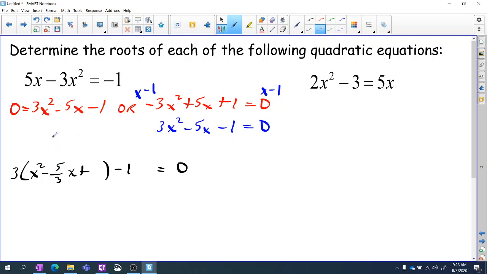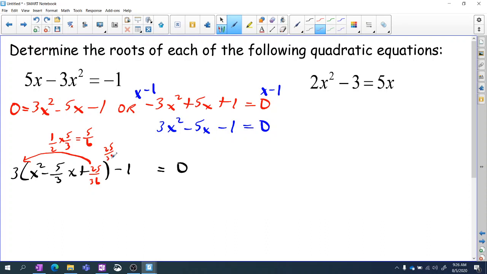Now, half of 5/3. Half of means to multiply. Half of 5/3 would be 5/6. Well, you take half of this and square it. So when you square a fraction, you square the numerator and you square the denominator. Now, this 25 over 36 is going to get multiplied by this 3. So I'm going to figure out what that's equal to.